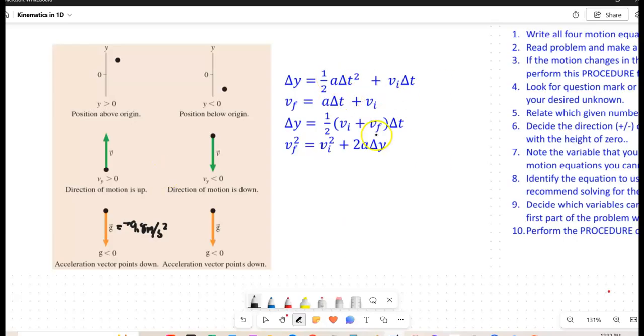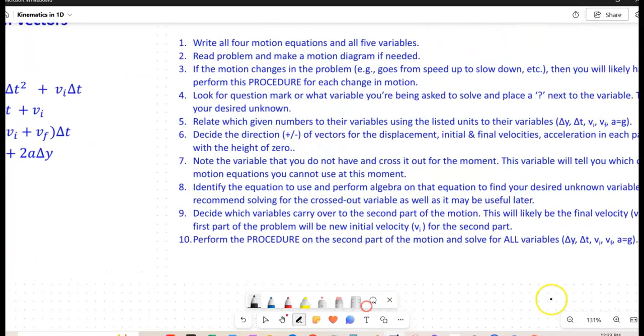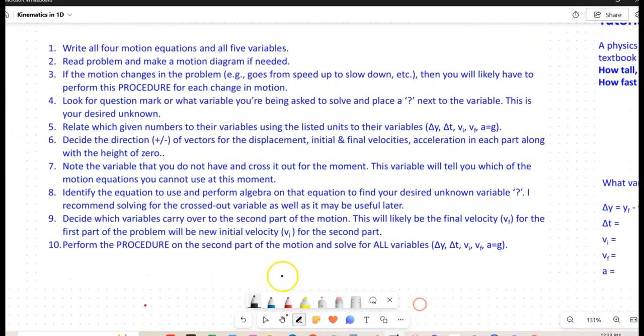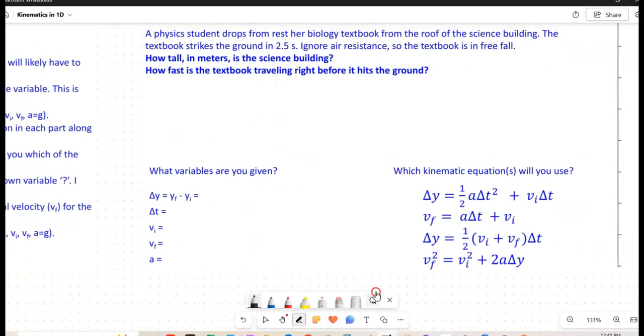So our motion equations are going to have to change now. They're going to change x direction stuff into y direction. So delta x is now delta y. But other than that, we are following the same procedure that we just did in the last chapter. So again, this procedure hasn't changed. So let's go ahead and start working with and doing some problems.